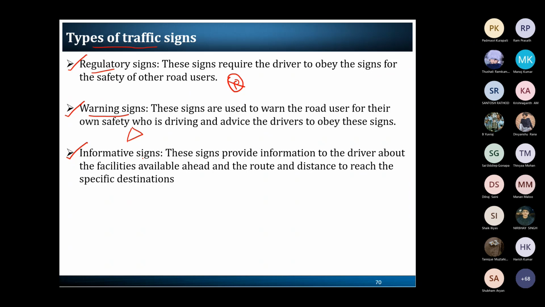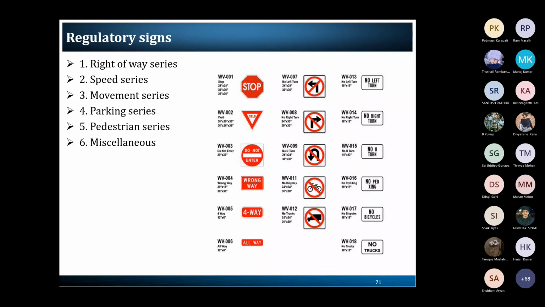The final one is the information signboard, where we give information to the drivers: within 1 kilometer, a hospital is there, a petrol pump is there, a restaurant is there. That kind of information signboard is rectangular or square in shape. When we convey that kind of information, it is defined as an informative signboard. Basically, it is a combination of white and blue. So these are the three major types of traffic signboards.